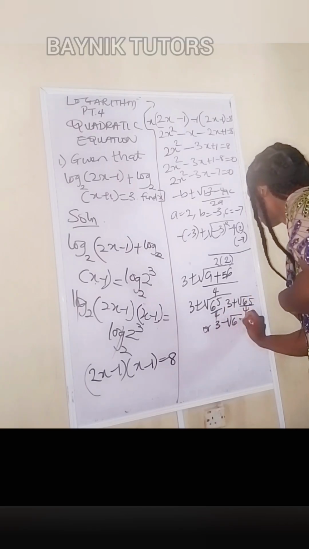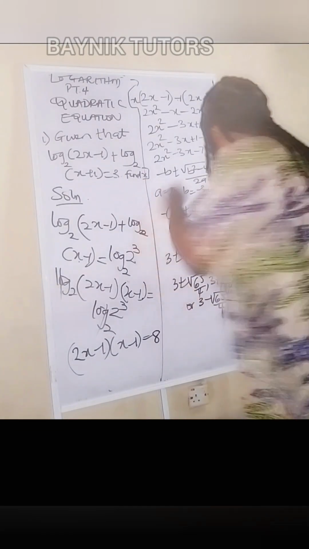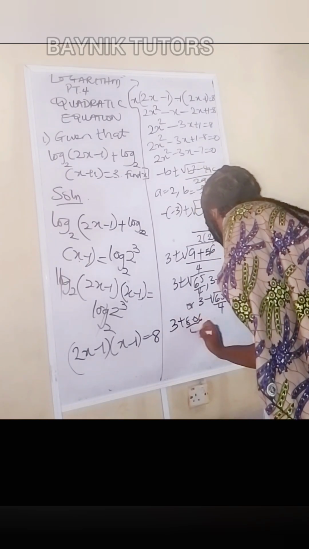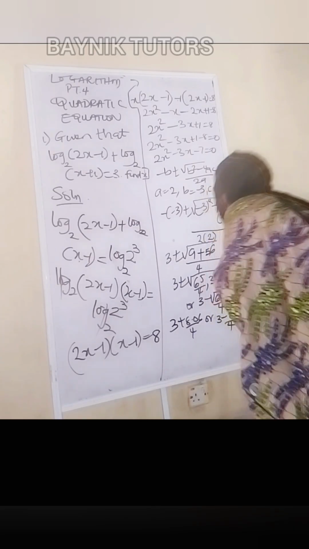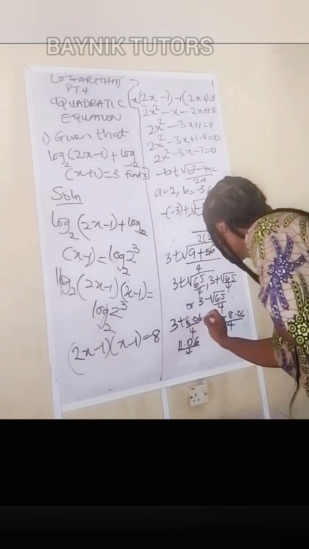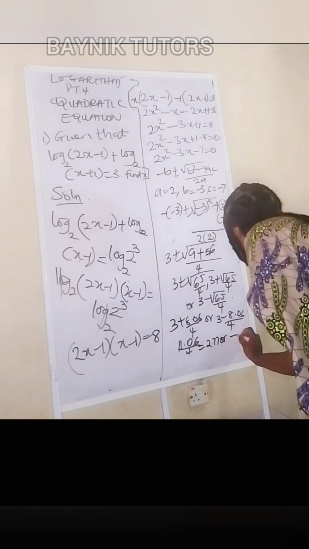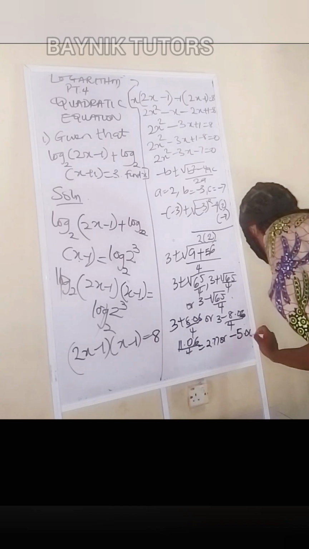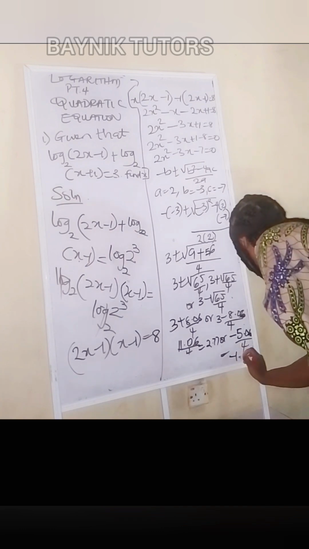So if you know your almighty formula, this shouldn't be a problem. So now what is root 65? Root 65 is 8.06. So that will be 3 plus 8.06 over 4, or 3 minus 8.06 over 4. So now this will give us 11.06. When you add this one, it will give us 11.06. So the final answer of this one is 2.77. Or when you subtract this one, 3 minus 8.06 is minus 5.06, over 4. So the final answer of this one is minus 1.27.